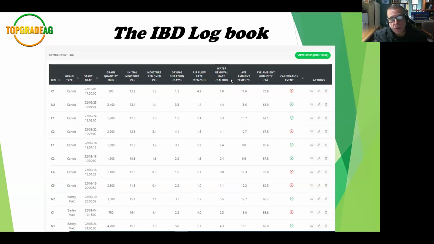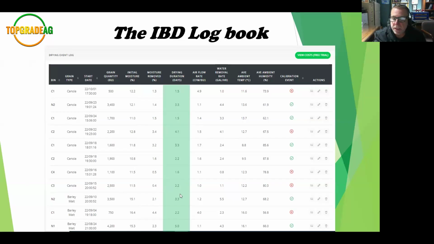We also added a logbook, and that's something that the farmers really like to have. If you have a lot of drying events in bins, you like to look back and see what the results were. In the logbook, you can look and see how much moisture was removed. So you can see here anywhere from 1 to 4 points.